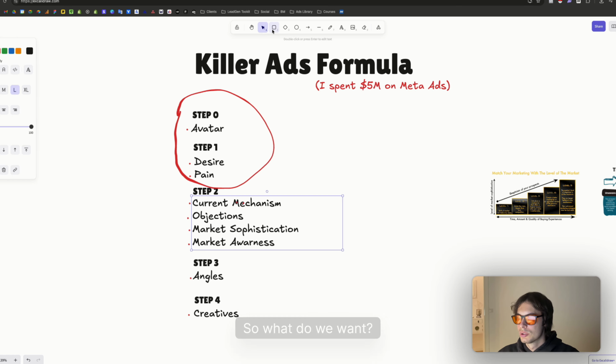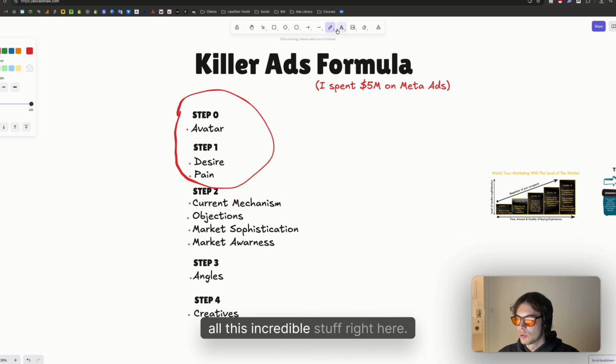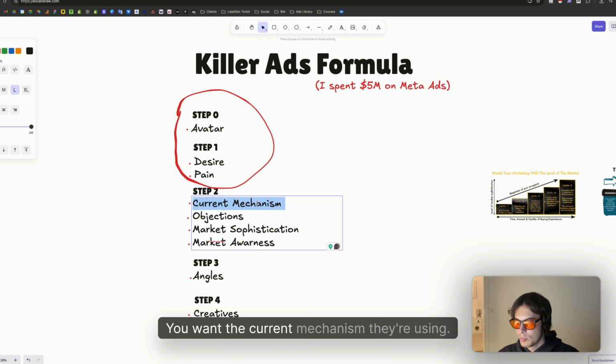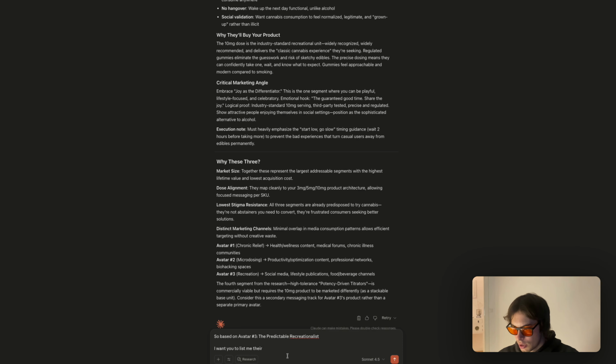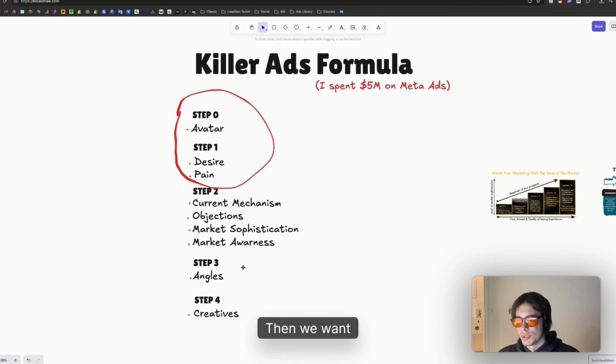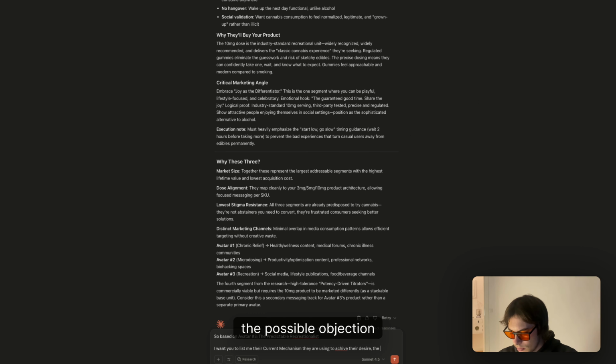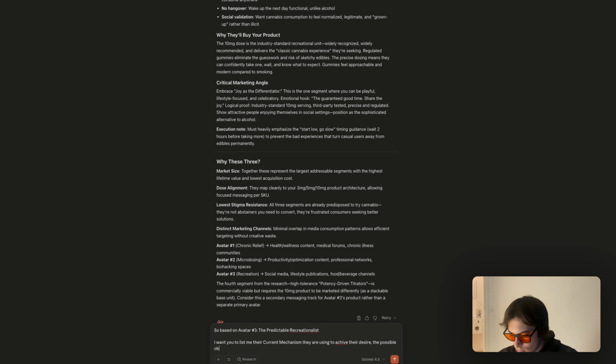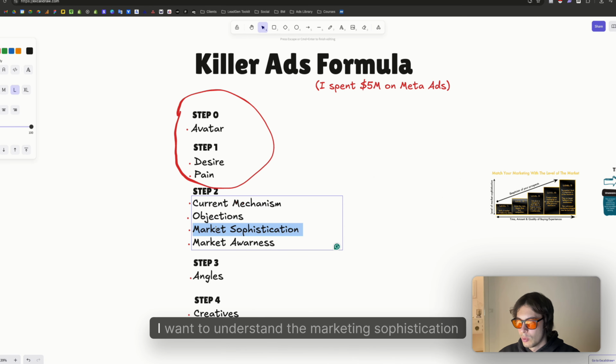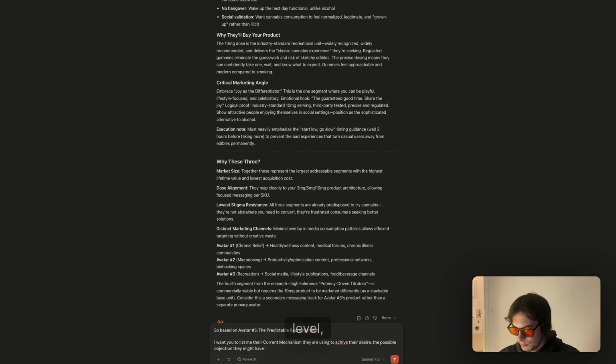So what do we want? Well, we want all this incredible stuff right here. We want the current mechanism they're using to achieve their desire. Then we want the possible objections they might have when buying our product. Then I want to understand the marketing sophistication level.